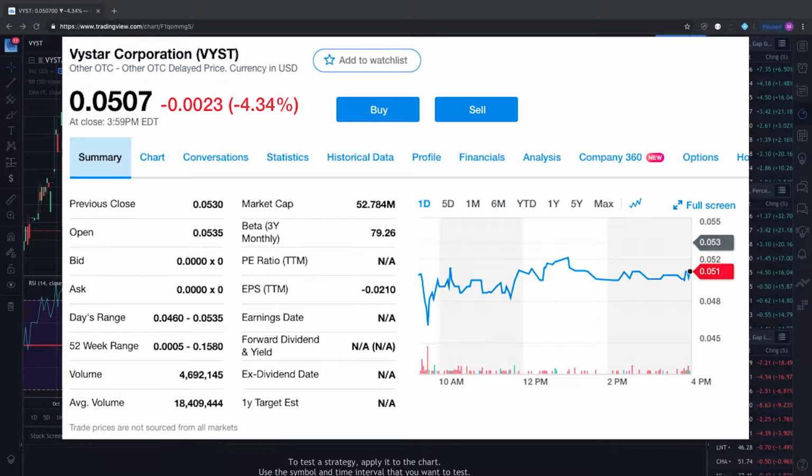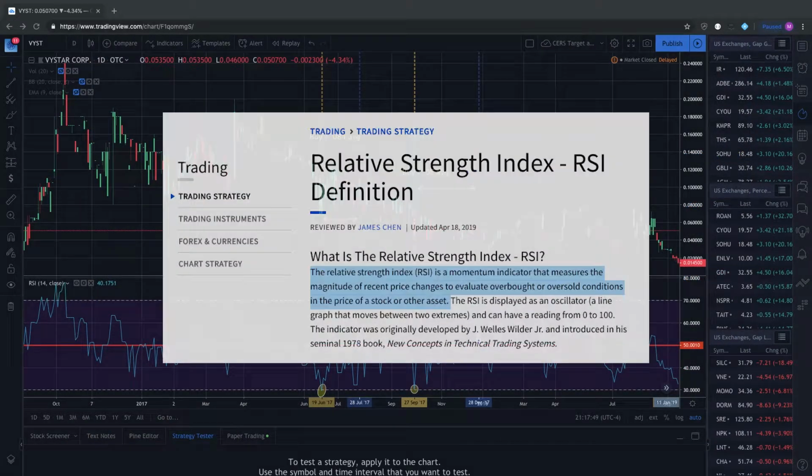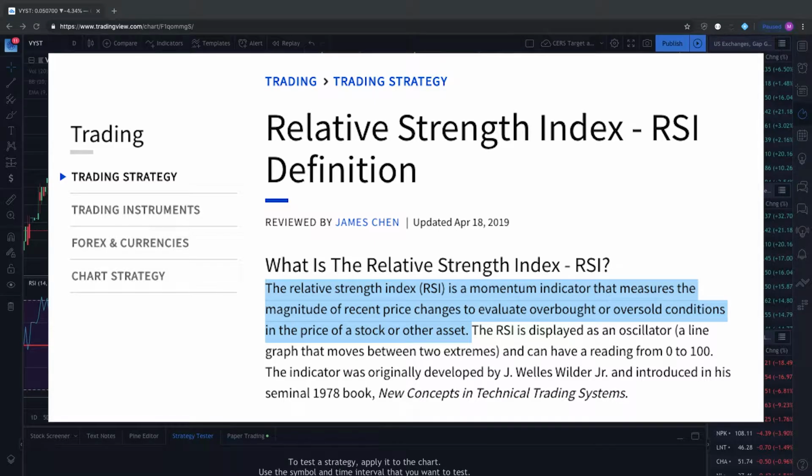But for now, here's the basic rundown. The RSI is a momentum indicator that tracks the magnitude of recent price changes and evaluates overbought or oversold conditions in the price of a stock. So the RSI ranges from 0 to 100, 0 representing the strongest indication of a stock being oversold, and 100 representing the strongest indication of a stock being overbought.